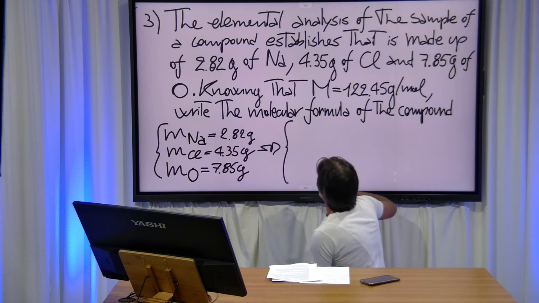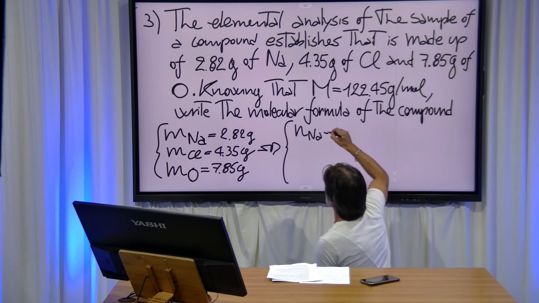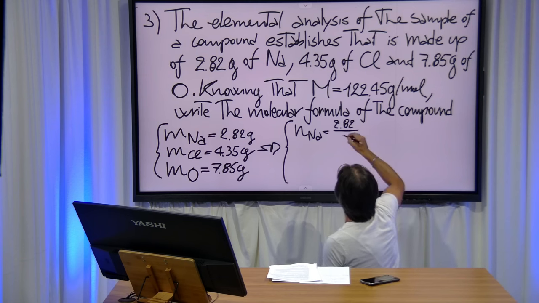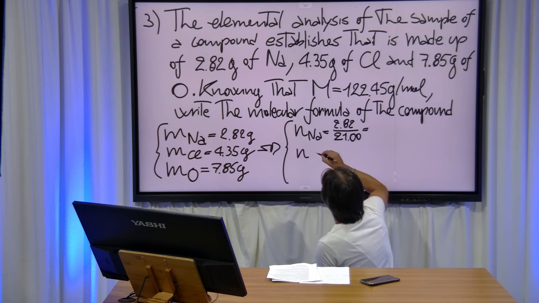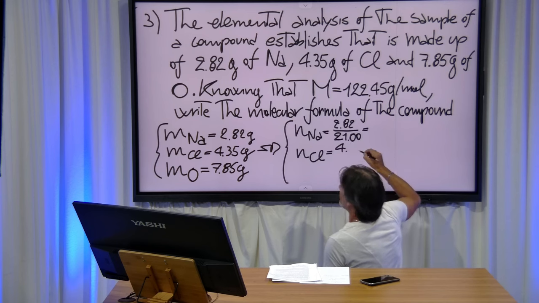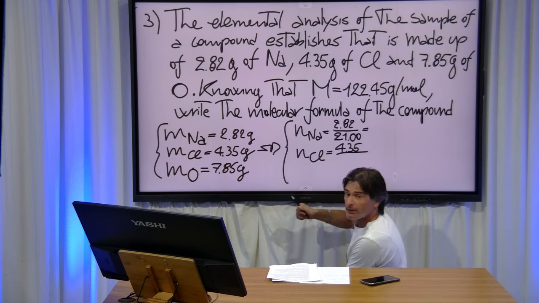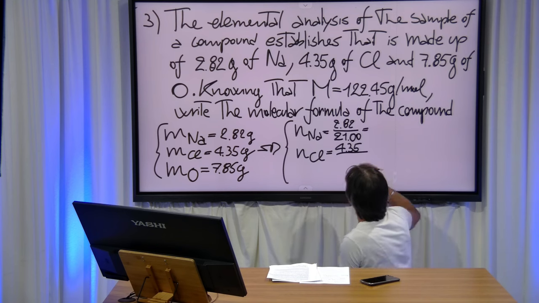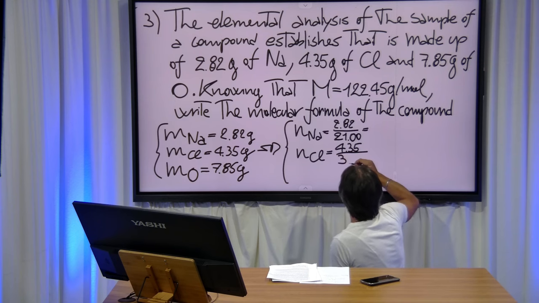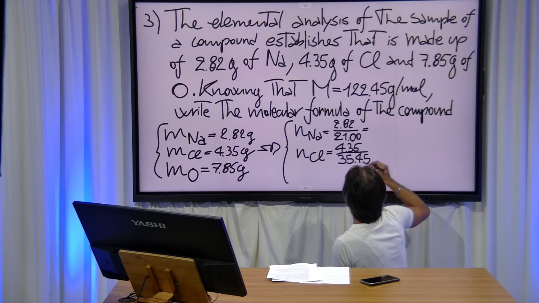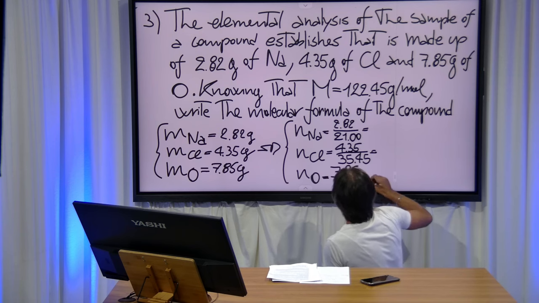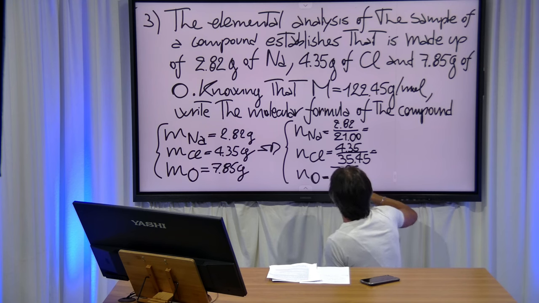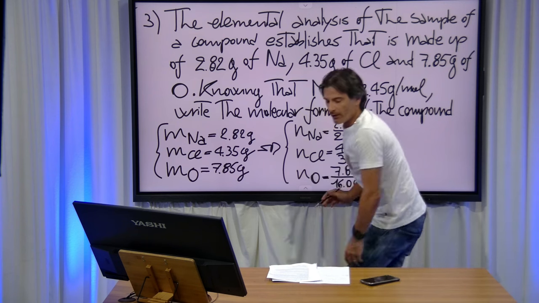So I can calculate immediately the moles of sodium equals to the mass divided by the molar mass of sodium, that we can consider equals to 21.00, moles of chlorine equals to 4.35 divided by the molar mass of chlorine. You can go to the periodic table, obtaining that the molar mass of chlorine is equal to 35.45, and then the moles of the oxygen equals to the mass of the oxygen divided by the molar mass of the oxygen. In the way we have learned to do.